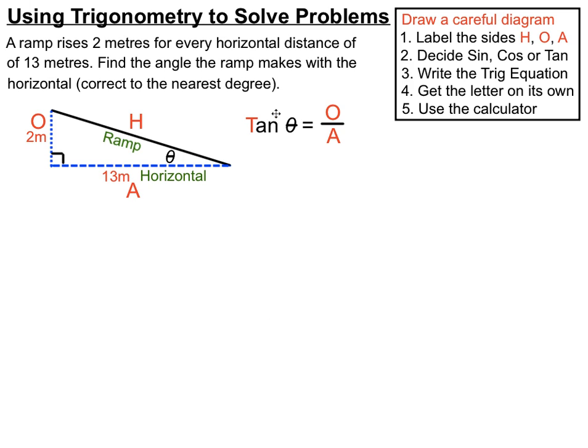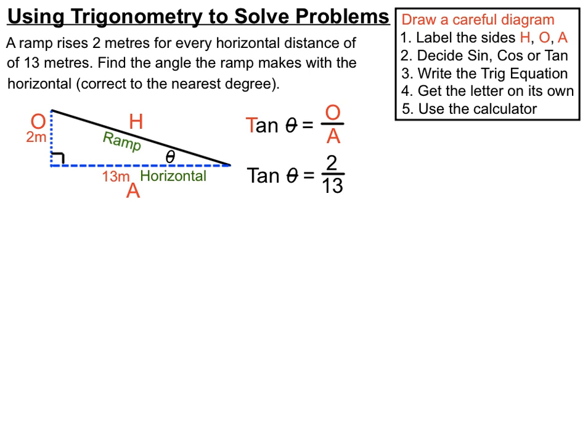Now this is an interesting bit. Tan theta, we don't know that yet. That's what we've got to try and find out. So we can't really replace the theta with anything yet, but we can replace the opposite with our 2 meters, and the adjacent is 13 meters. So we've got that situation.